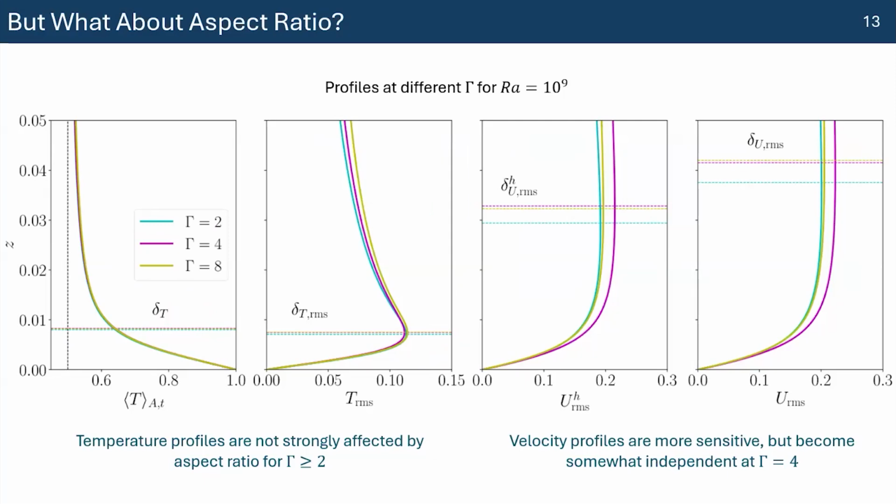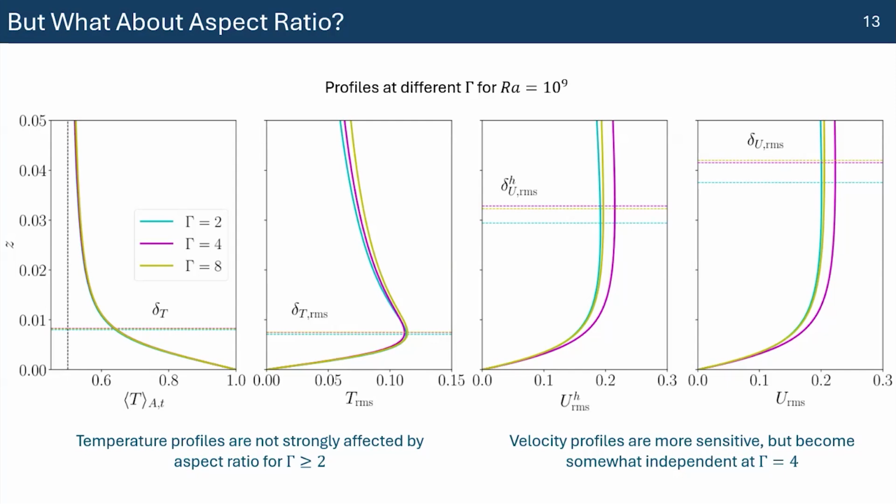Before moving on with our results, we also look at whether the aspect ratio that we have chosen is sufficient for our studies. We have used aspect ratio 4, but in some scenarios, we may need a larger aspect ratio to completely avoid the effect of the side walls of the domain. So in order to ensure that aspect ratio 4 is sufficient, we ran for Rayleigh 10^9 our simulations for gamma 2, 4, and 8.